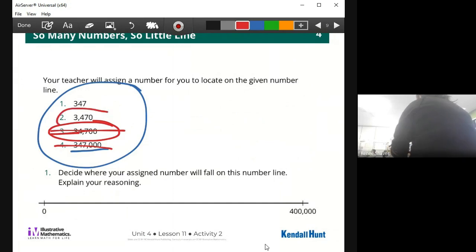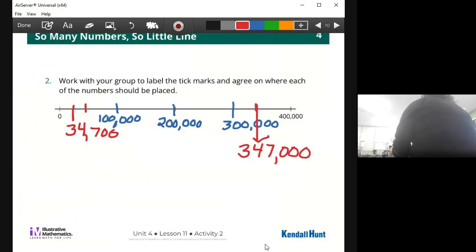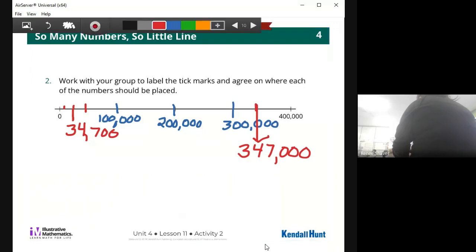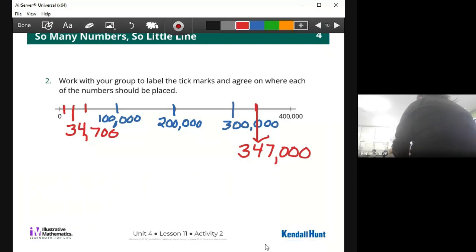Now we have 3,470. Is that bigger or smaller than 34,700? Just say it. What do you think, bigger or smaller? Thank goodness. Okay. So 3,470, guys, is going to be pretty close to that 0, isn't it? So probably right about there.